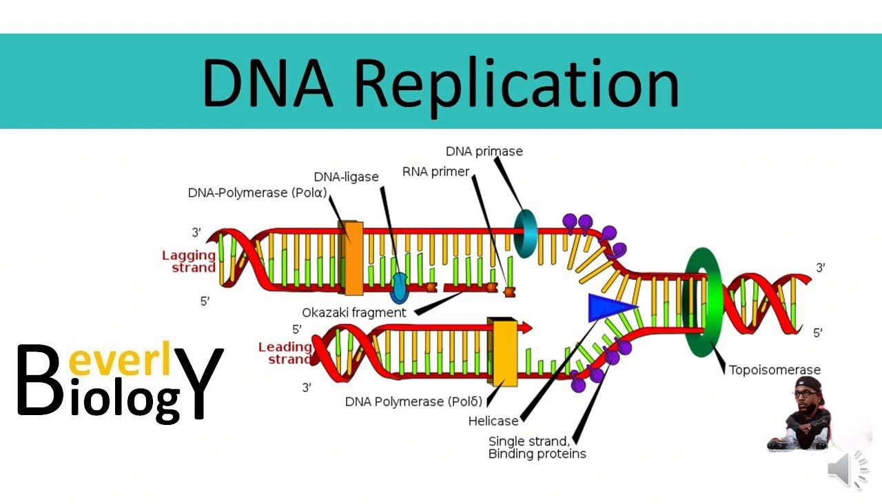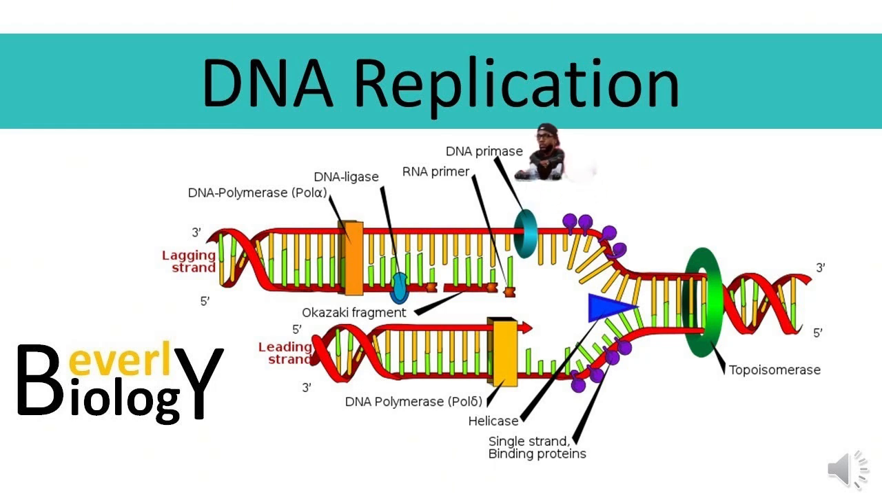So after that, we're at the replication fork, where the helicase unwinds the double helix of DNA, and it does so by simply breaking the hydrogen bonds between the complementary base pairs, separating the two DNA strands into two single strands.